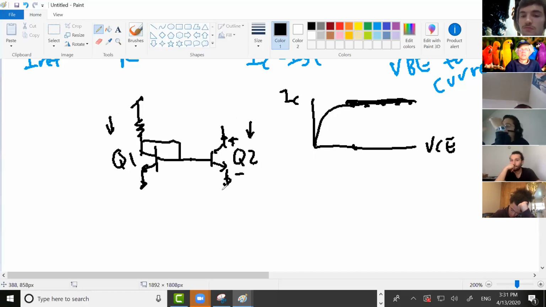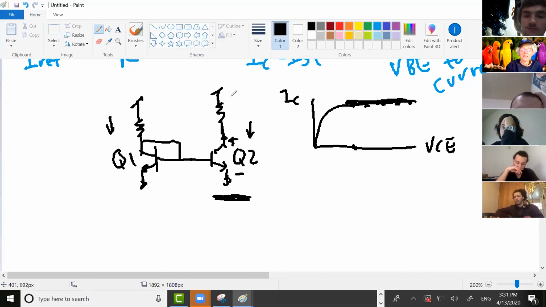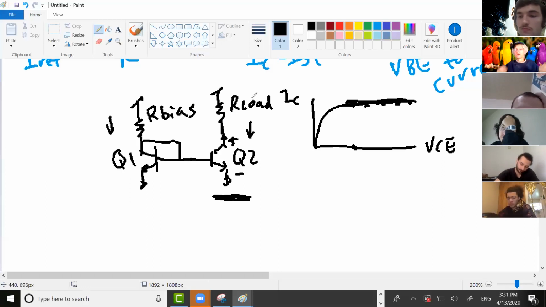Okay. Does this side look like a common emitter? Yes. Part of it. What's it missing though? Resistor. Yeah. So this generates the current. In the lab manual or the lab notes, this is usually called our bias, and that's called our load. So now you have a common emitter amplifier. What's missing? What really important thing is missing here?